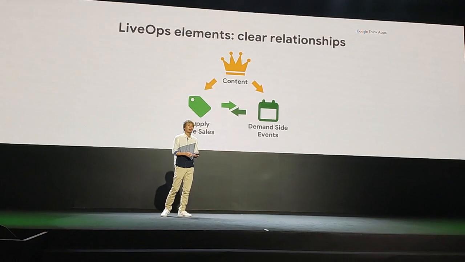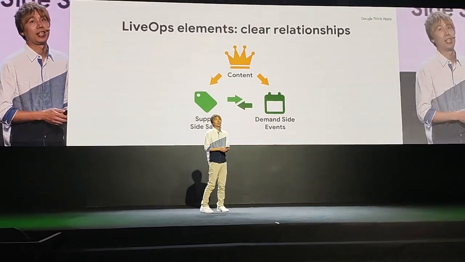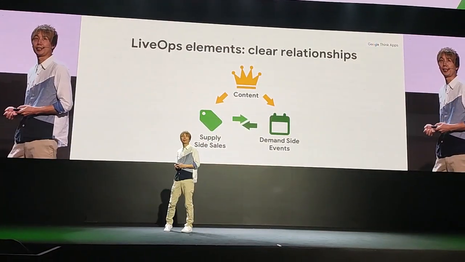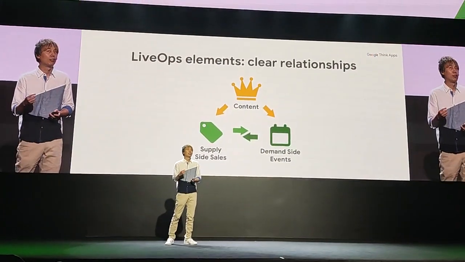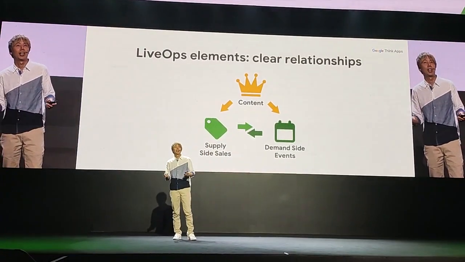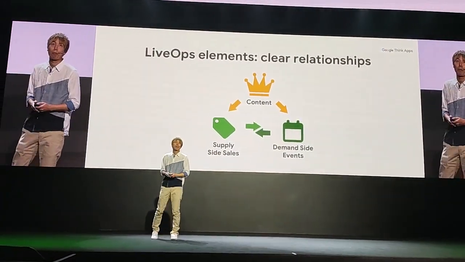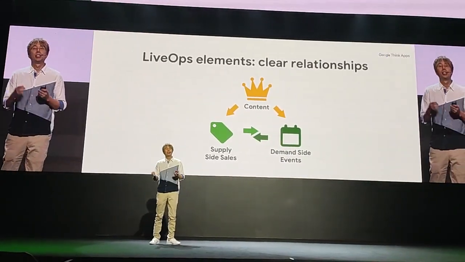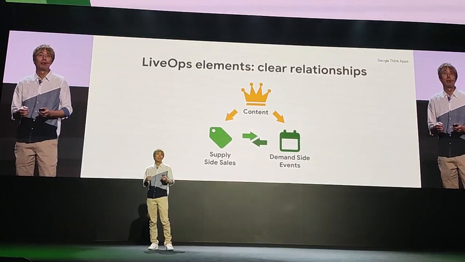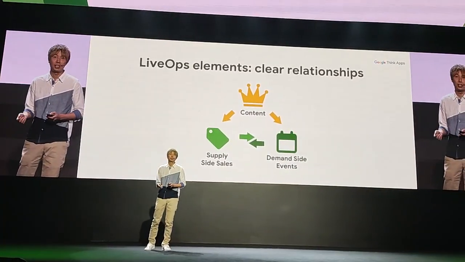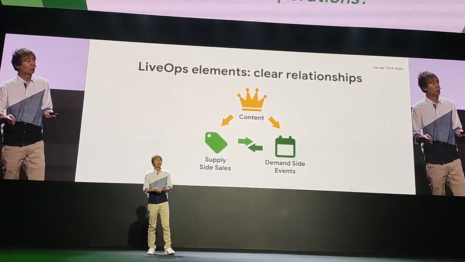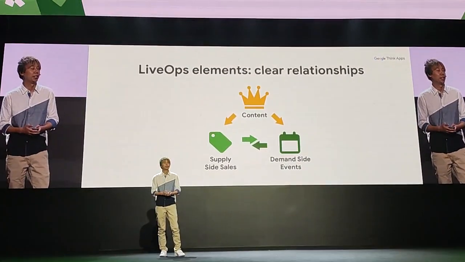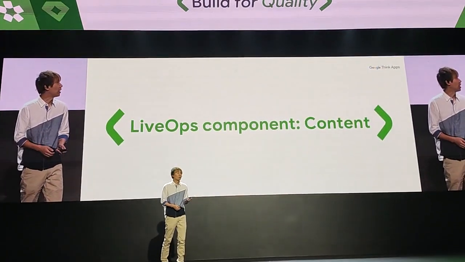So there are 3 types of elements in live operations: content, supply-side sales, and demand-side events. There are clear relationships across content, supply, and demand-side events in your game. Sales can be for new character releases or limited-time durable goods. Demand side requires content to be available in order to increase your user engagement. Each of which will depend on your goals and who you're targeting with your live operations toolkit. So let's start with content.